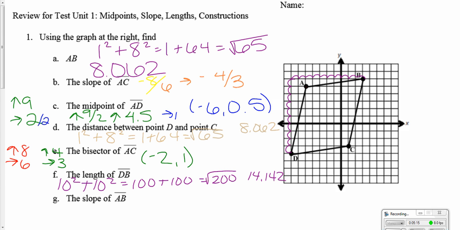All right, letter G, the slope of AB. I went up 1 over 8. So my slope is 1 over 8, and I can't simplify that, so that's done.